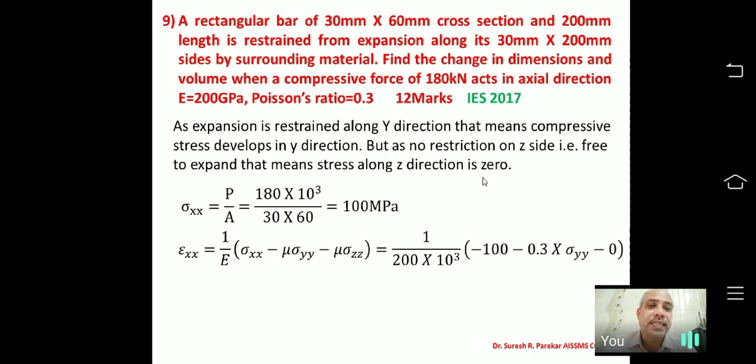Now epsilon xx. Now sigma zz is given 0, because we are not going to prevent the dimension along the zz direction, means the 30 millimeter dimension can deform freely. So if it deforms freely, means no stress is acting on it, and therefore my sigma zz becomes 0. If you prevent, then only stress will develop, otherwise stress will not develop.